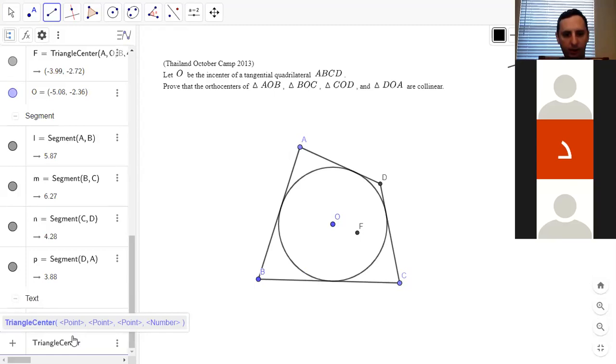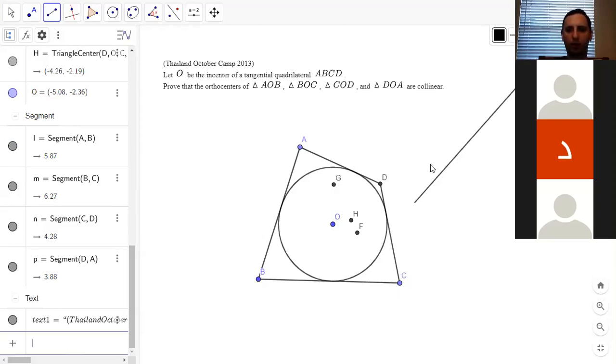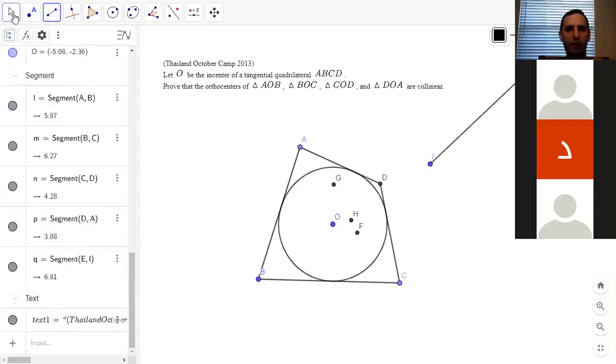So AOB and BOC. Then, so yeah, we really only need to prove it for 3 of them, right? So those are the 4 orthocenters of. Can you also draw the 4th one? Okay. There we go.